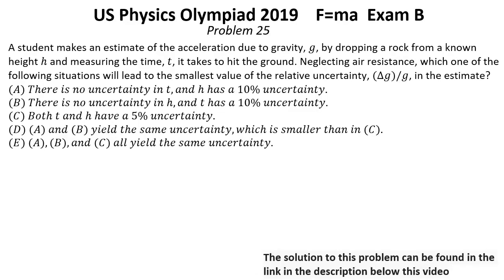Problem number 25. A student makes an estimate of the acceleration due to gravity g by dropping a rope from a known height h and measuring the time t it takes to hit the ground. Neglecting resistance, which one of the following situations will lead to the smallest value of the relative uncertainty dg over g in the estimate?